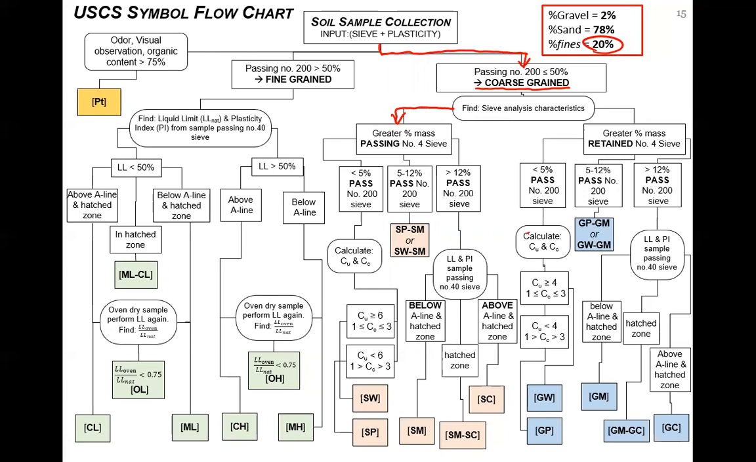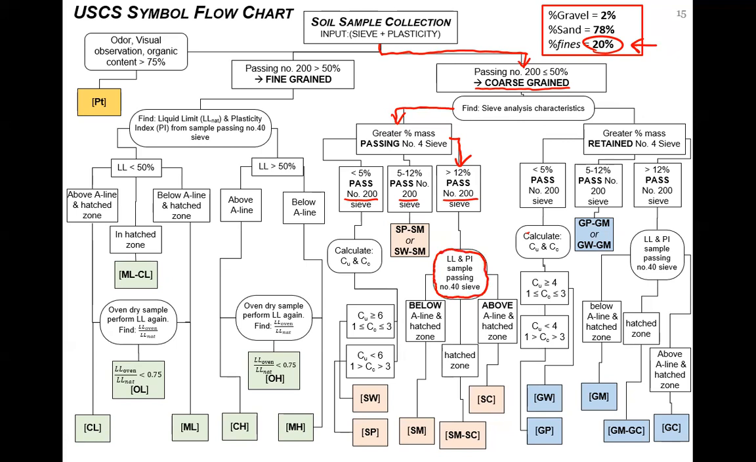So then we look at the number 200 sieve now. Are we less than 5, between 5 and 12, or greater than 12% passing the number 200 sieve? So that's this. Our 200 sieve is our fines. Since we have 20%, we're greater than 12. That means we're in this box. So now we have to look at our liquid limit and our plasticity index.